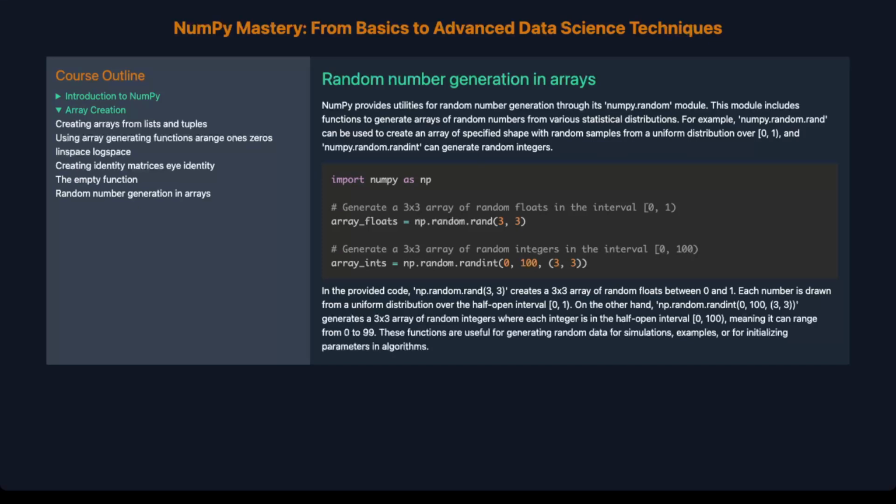np.random.rand(3, 3) creates a 3x3 array of random floats between 0 and 1. Each number is drawn from a uniform distribution over the half-open interval [0, 1). On the other hand, np.random.randint(0, 100, (3, 3)) generates a 3x3 array of random integers where each integer is in the half-open interval [0, 100), meaning it can range from 0 to 99. These functions are useful for generating random data for simulations, examples, or for initializing parameters in algorithms.